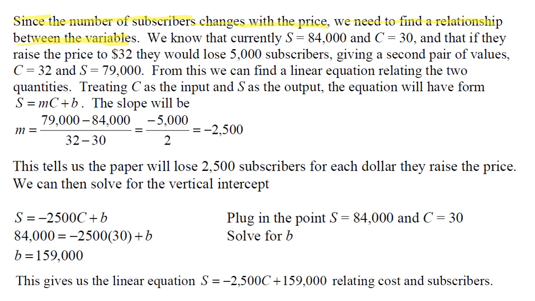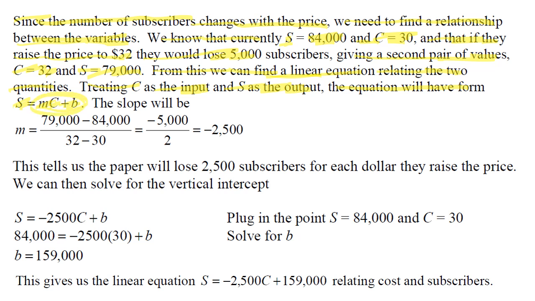So we know that S, which is 84,000, and C, which is 30, okay? And if they raise the price by $2, they lose 5,000 subscribers, giving me a second pair of values of C of 32 and S of 79,000. So for this, we can find a linear equation relating the two quantities. Treating C as the input and S as the output, the equation will have the form S equals M times C plus B.